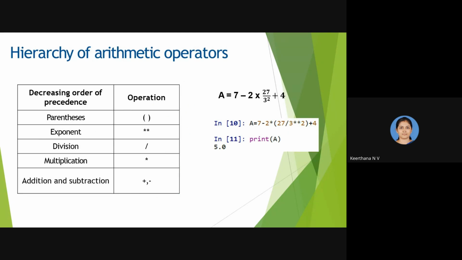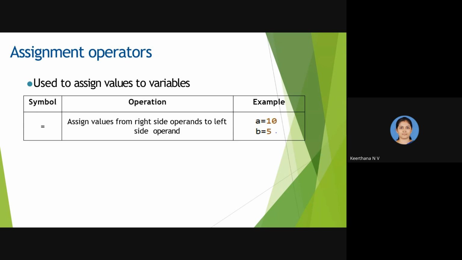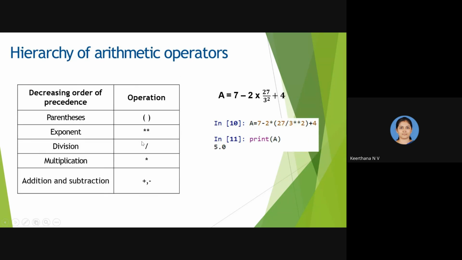So what is the hierarchy of arithmetic operators? First, the hierarchy belongs to parenthesis. The next hierarchy is exponentiation, and then division, and then multiplication, and then plus or minus.